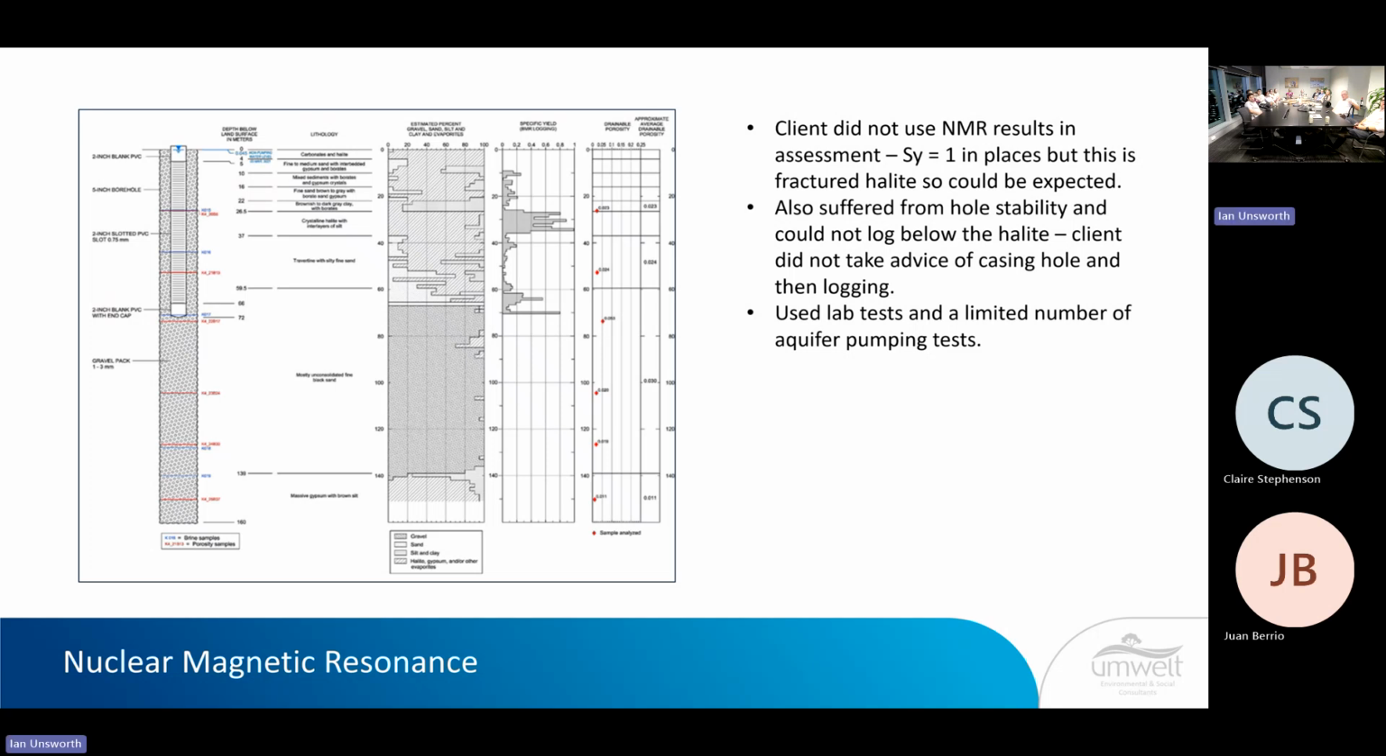So in this case, they had a limited pump test too, because they basically couldn't get the fractured halite to draw down during testing. It was so conductive, the hydraulic conductivity was so high, they couldn't get any drawdown. So they basically relied on lab tests. And yeah, did they get two methods? Probably not.